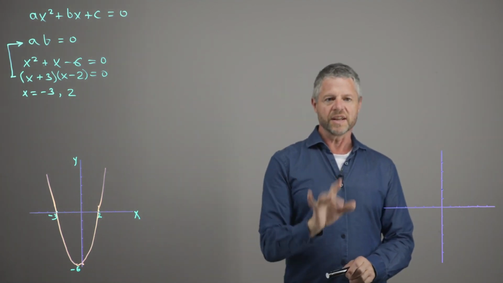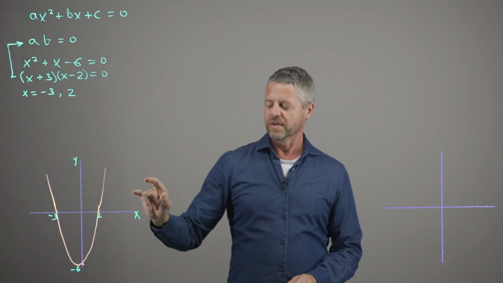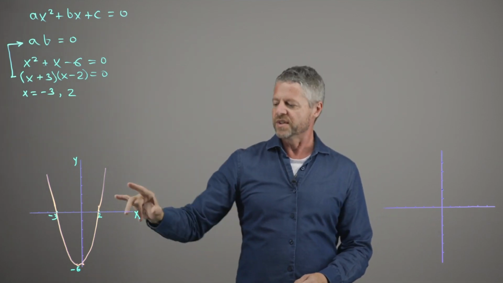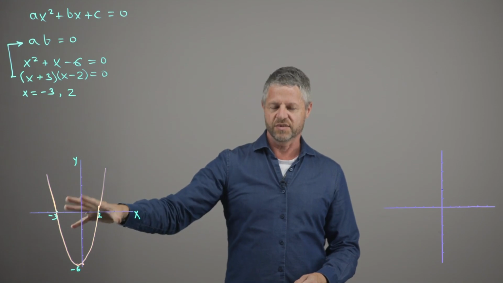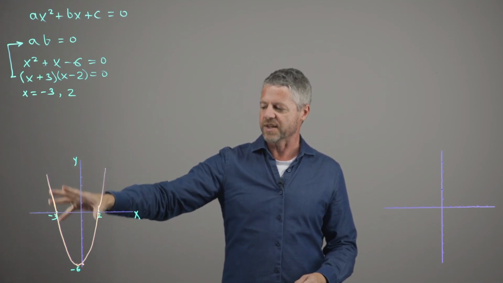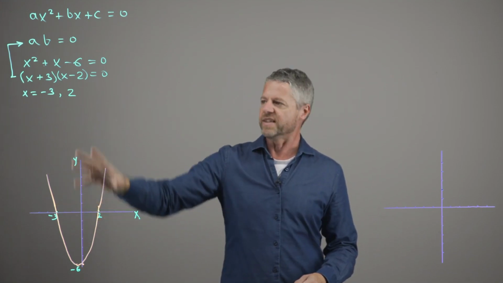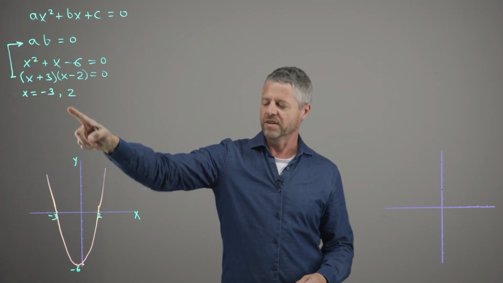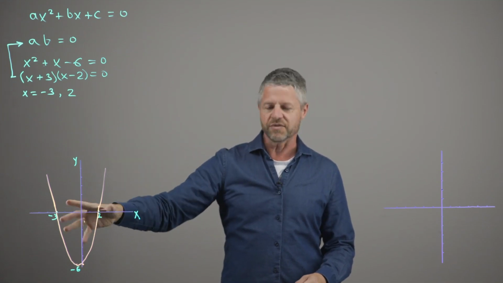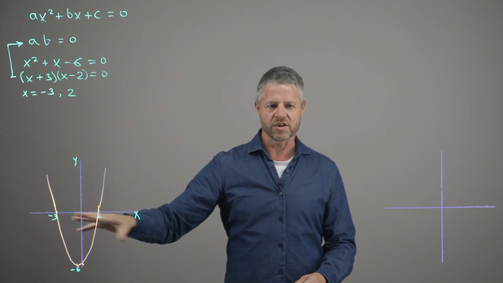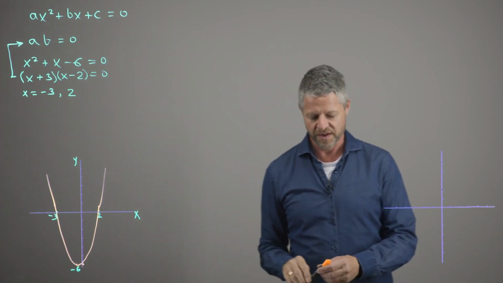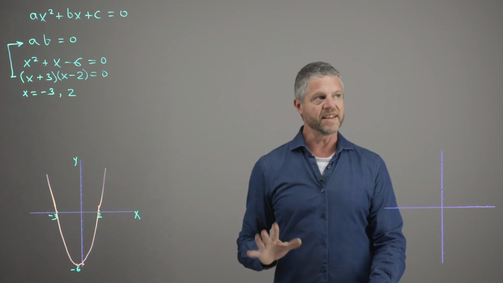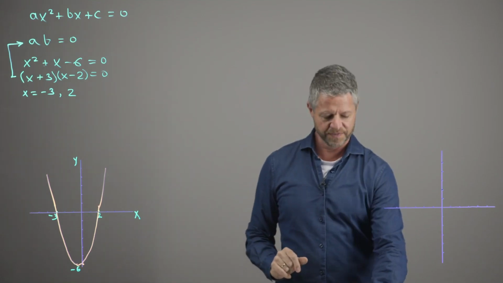So let's look at another few examples to see whether this always happens, whether a quadratic equation like this always has two solutions because the graph is crossing the horizontal axis in two places. We're actually going to see that that's not always the case.